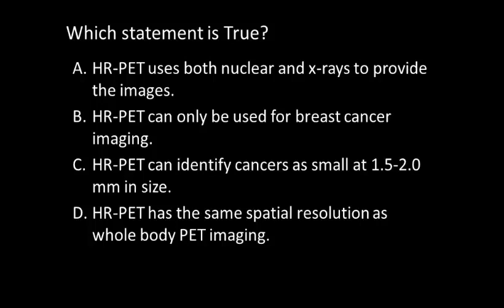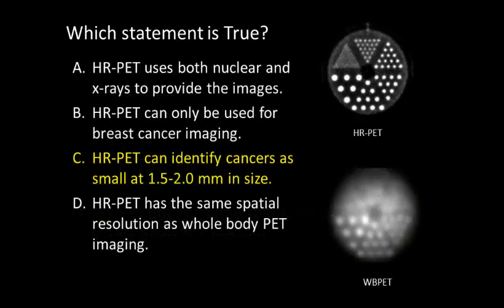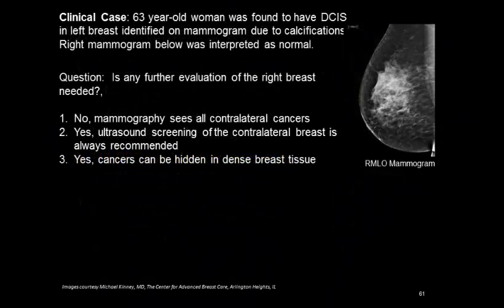All right. So the answer is C. Most of you got that. It has the sensitivity, spatial resolution of 1.5 to 2 millimeters in size. These are images that you can put in your brain. The whole body PET-CT, the average spatial resolution is between 4 and 7 millimeters in size, depending on the type of scanner that you have.